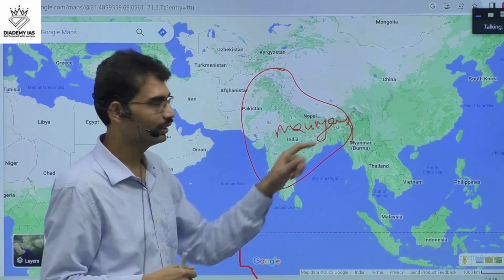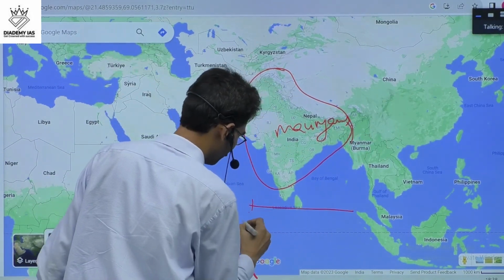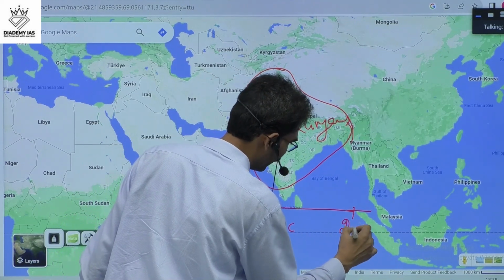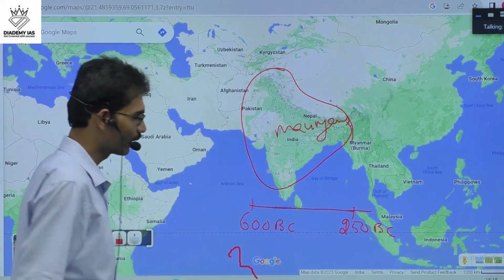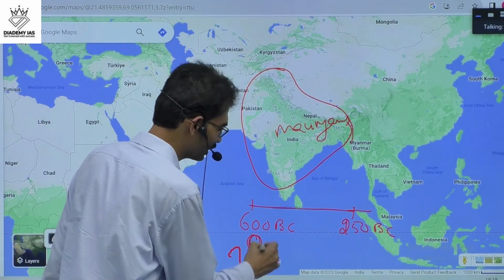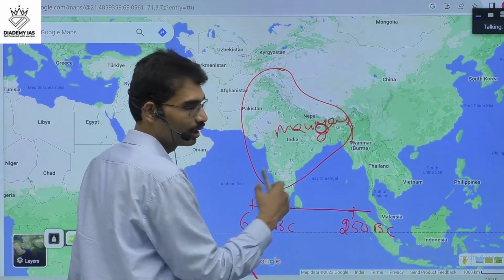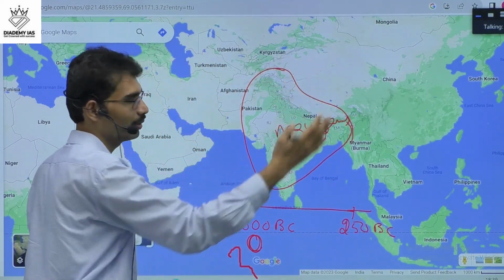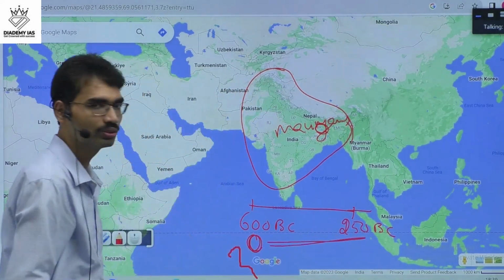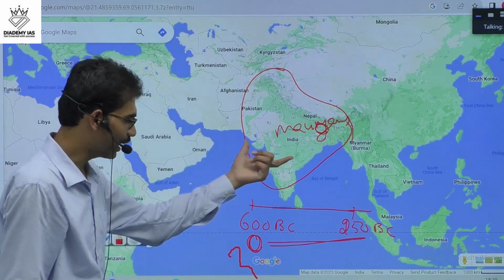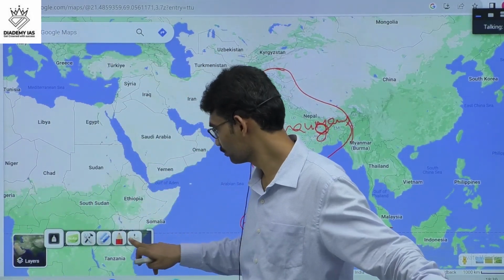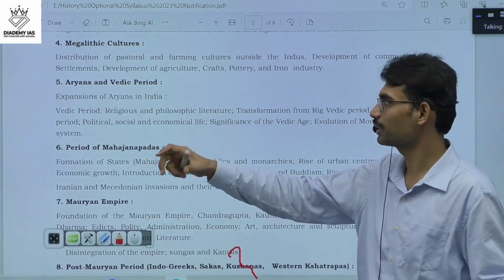By Mauryan time period, from 600 BC to, suppose if you take 250 BC. From 600 BC to 250 BC, at this point of time, Magadha was a small kingdom in this location. By 250 BC, this much big empire was created. Now we have to study what happened to this particular timeline. And again, what is a study? Academic study, same thing. If we go to syllabus, what UPSC mentioned.